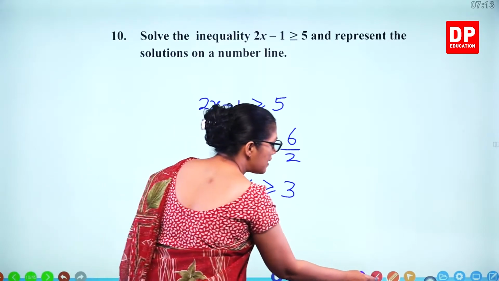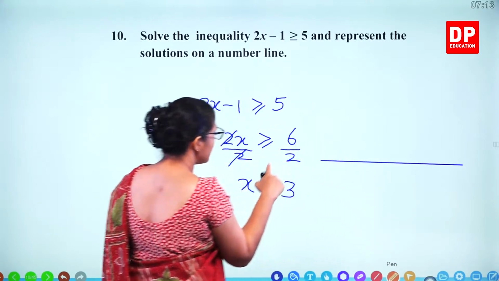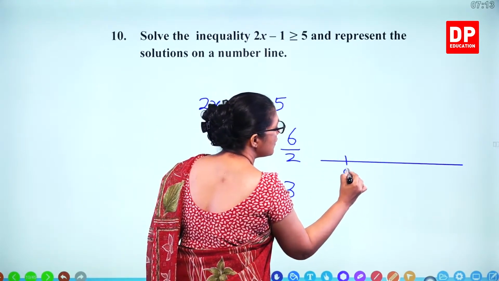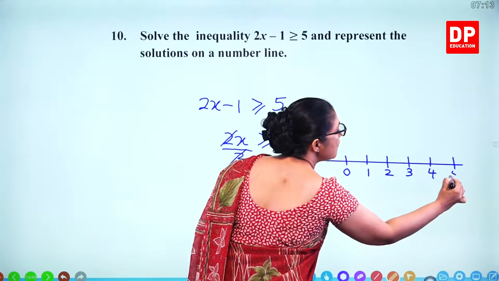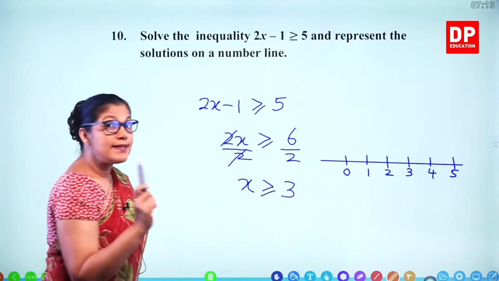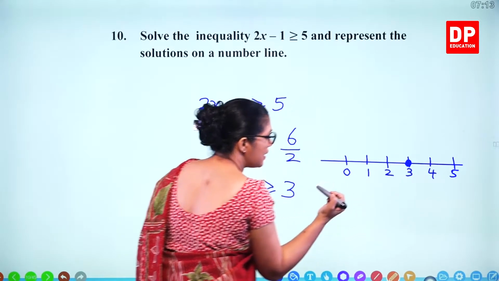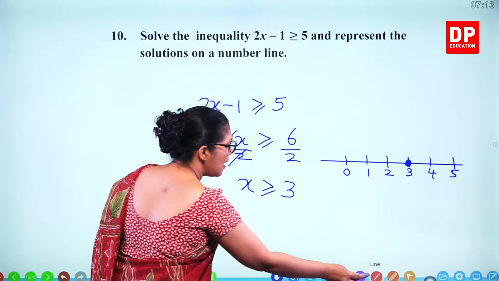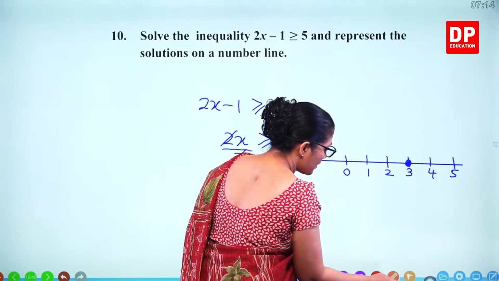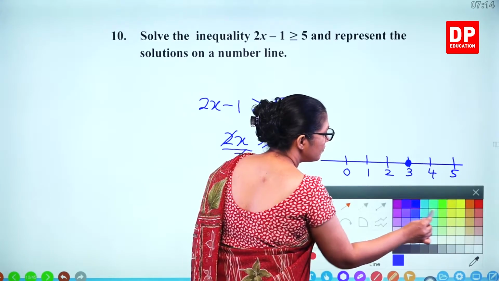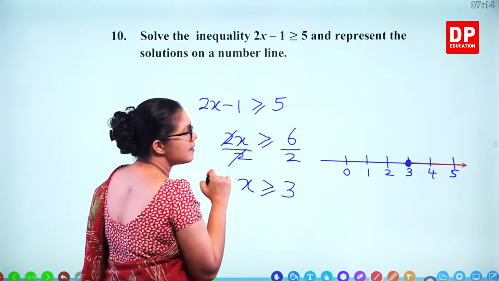So how do we draw this on a number line? You draw the line and you can mark the points. Now 3 is there, so I can start with 0, 1, 2, 3, 4, 5 like that. And 3 is included, so you have to draw a solid circle on 3 and then draw the arrow. We'll draw the arrow now with a different color. Take red. So x greater than or equal to 3 means this way.